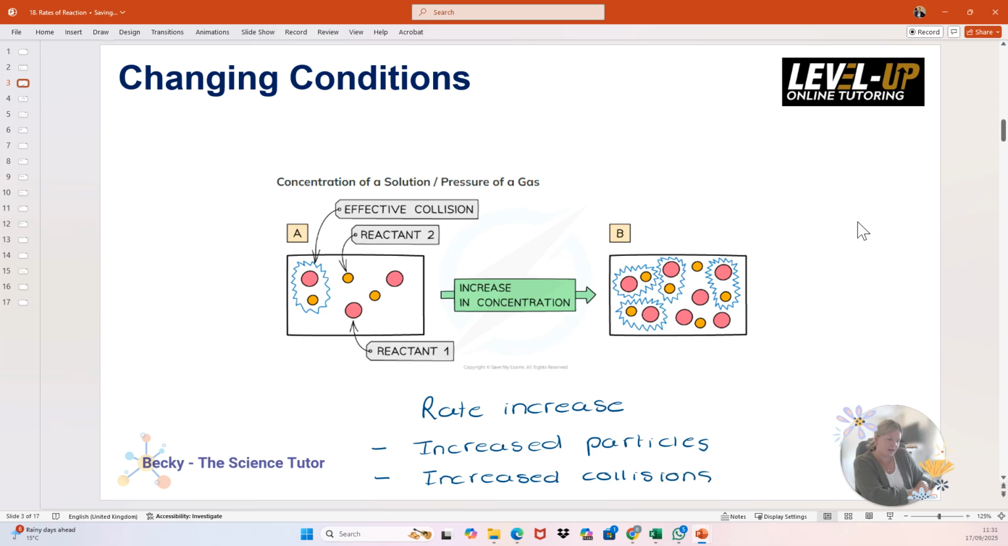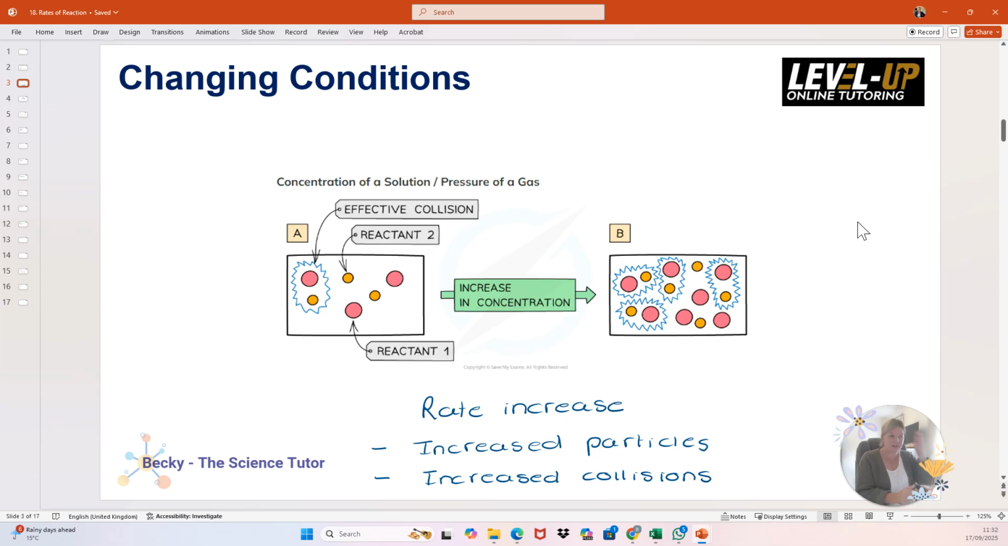A way that I sometimes get students to visualize this is if we think about a classroom of students and you were to just be simply walking around the room, you might not collide with anyone because there's plenty of space within that room. But if I brought in two or three more classes' worth of students, there's simply more students, and so you're more likely to collide. Therefore, that would increase the rate of a reaction.